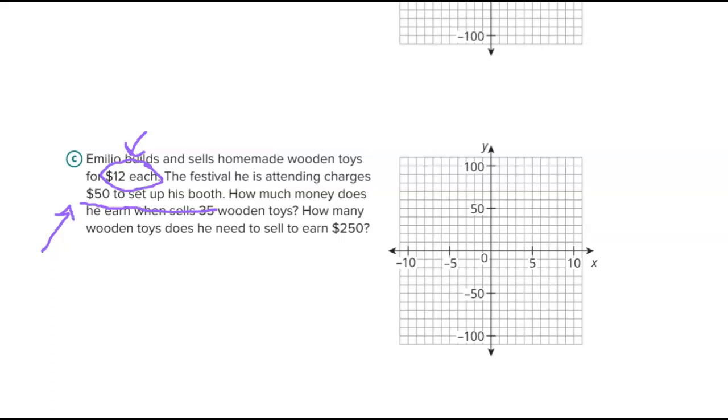So think about what that's going to mean for your graph. Where will the y-intercept be? And then don't forget to mark that y-intercept on your graph. Also mark your x-intercept on your graph, as well as putting your line where it actually goes.